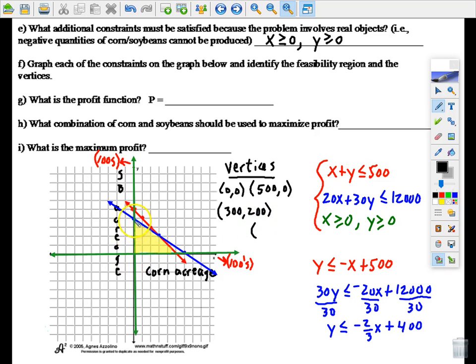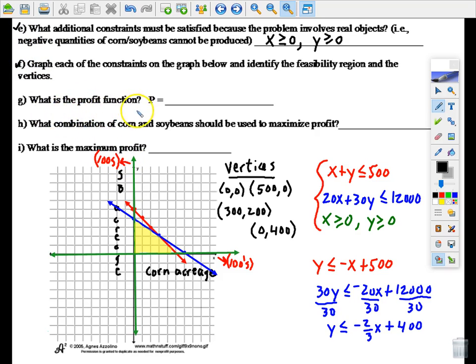And then up here where blue and green meet, 1, 2, 3, 400. So that's 0, 400. All right, so we've got our vertices. And so we've taken care of letter E and F.